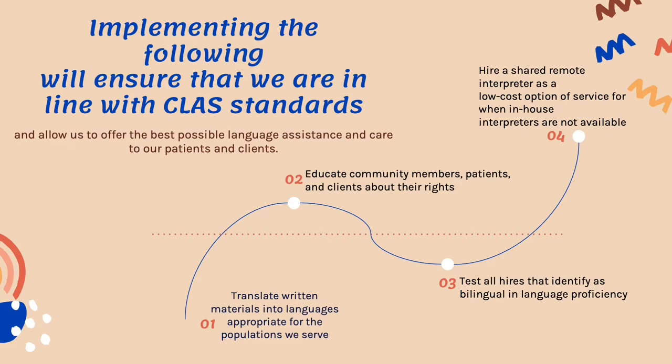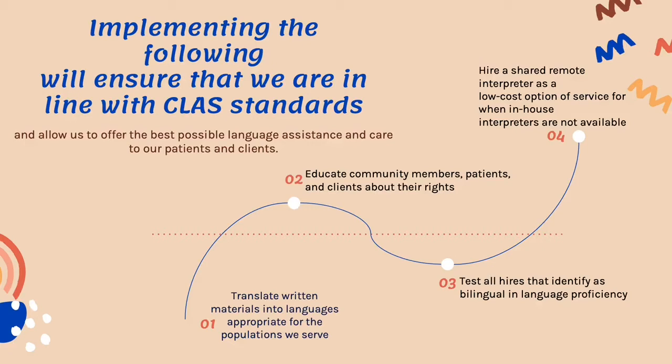And so for number 1, we're going to translate written materials into languages that are appropriate for the populations we serve. We're going to get that information from the data and the demographics information that we collected from a couple slides back. For number 2, we're going to educate community members, patients, and clients about their rights. We want all the people who come into our organization to know that they have the right to an interpreter, and we want all of them to know that this information is available to them when they come and seek our services.